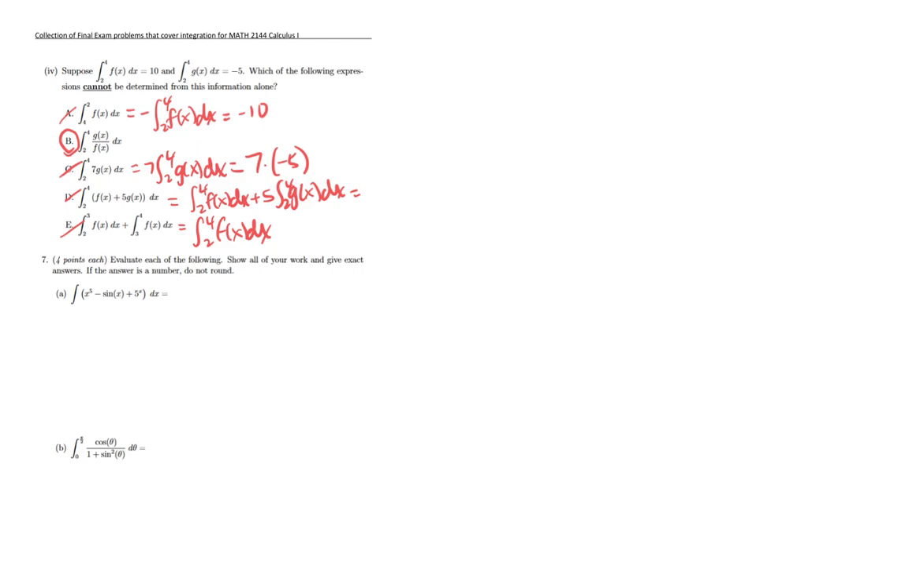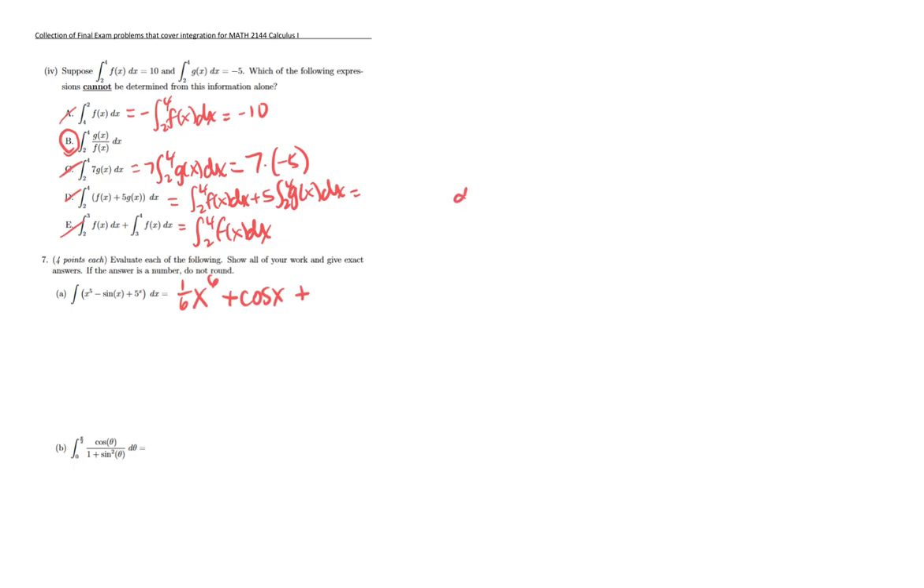The next one, evaluate each of the following. Okay, evaluating some integrals. So that should be an antiderivative of that. The power is going to go up by 1. So I'll have x to the 6th, and I divide by 6. The antiderivative of negative sine is positive cosine of x. And then plus an antiderivative of 5 to the x.